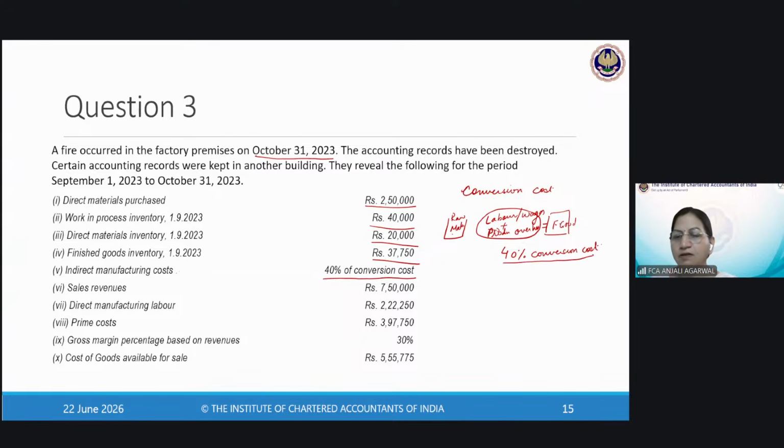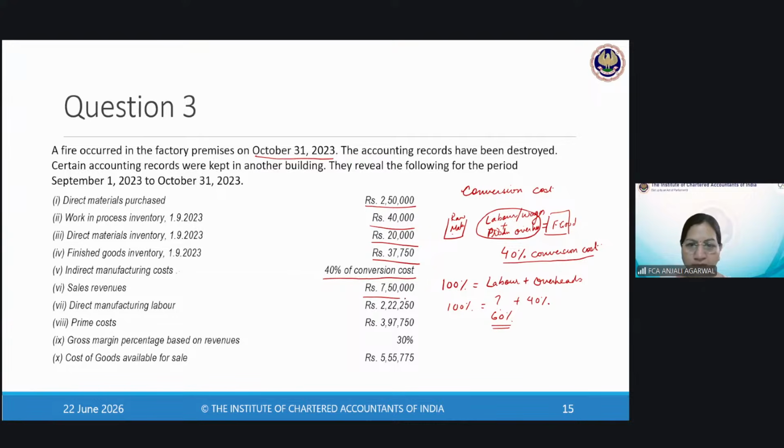Production overheads are 40% of the conversion cost. So if conversion cost is 100%, it comprises labor cost plus overheads. And overheads are 40% of the conversion cost, so it implies that the labor cost is equal to 60% of the total conversion cost. Okay.